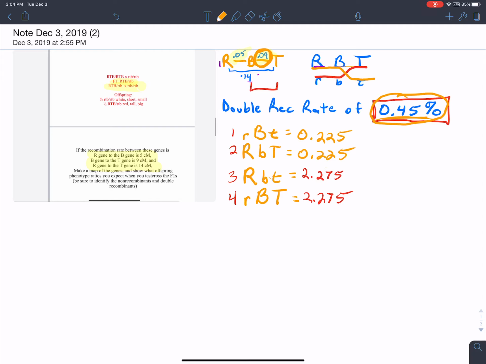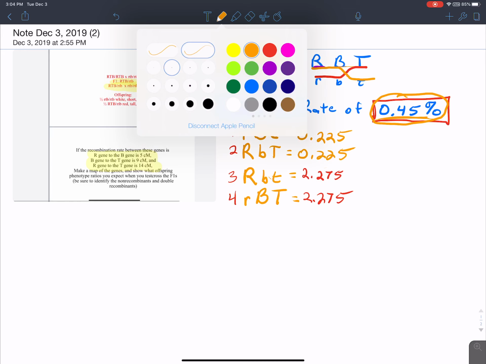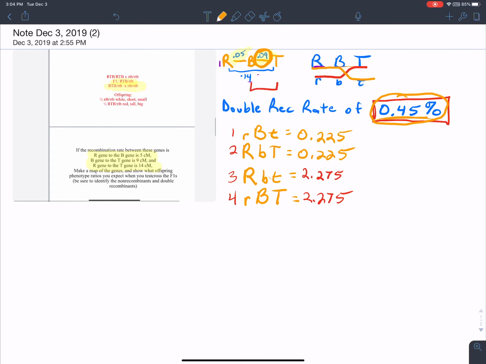So your total of those, let's write them down. The top one starts out with big R, big B, little t, little r, little b, big T. Okay, so the total of those is going to be 8.55%. But since there's two of them, and every time one happens, the other happens at equal rates, we divide it by 2. So these are both going to be 4.275%.